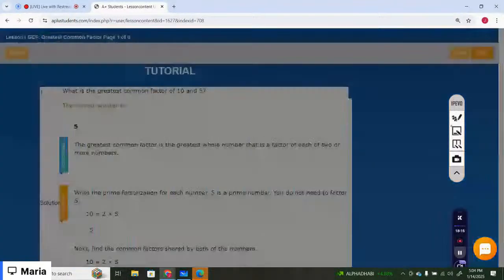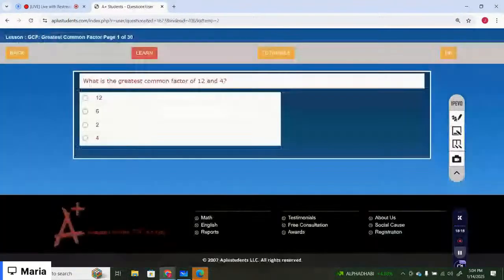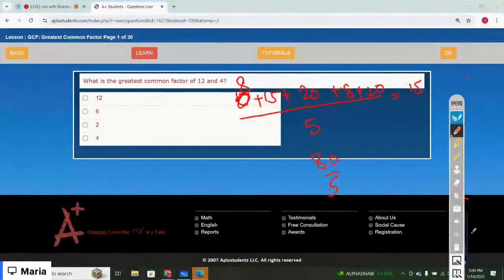Let's just start with the test questions. What is the greatest common factor for 12 and 4? So we have to write down the prime factors for 12 and 4. So let's just write down the prime factors of 12 and 4.